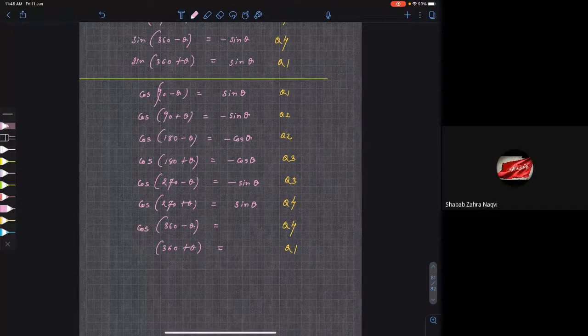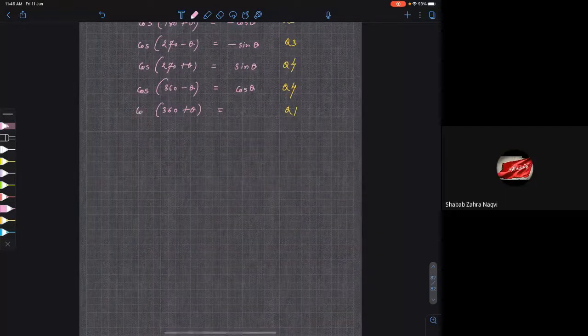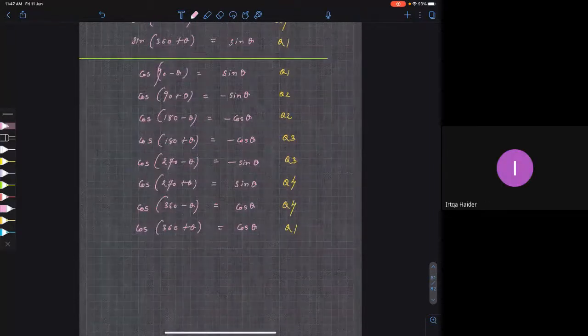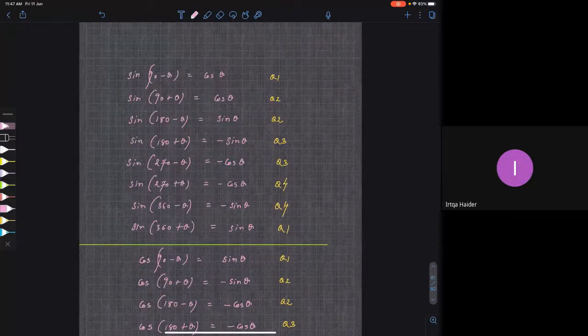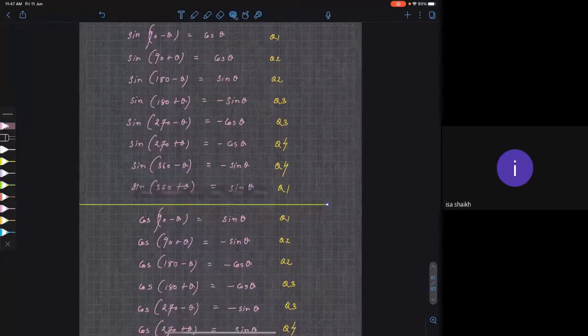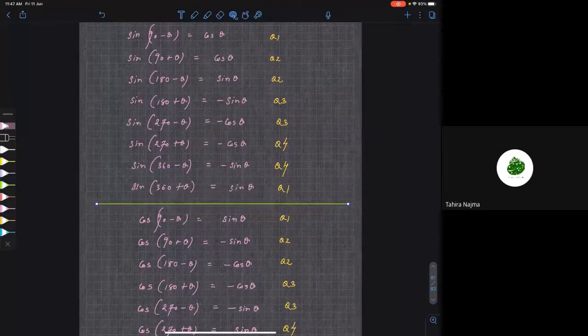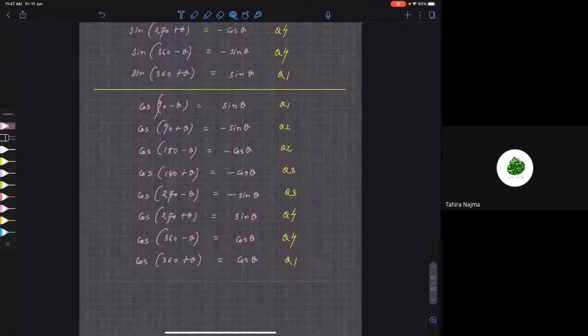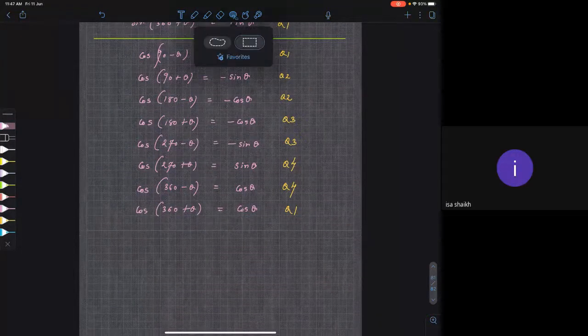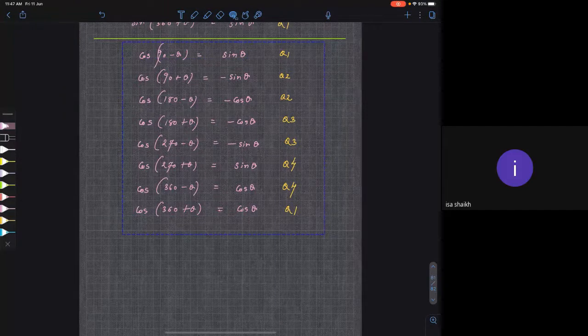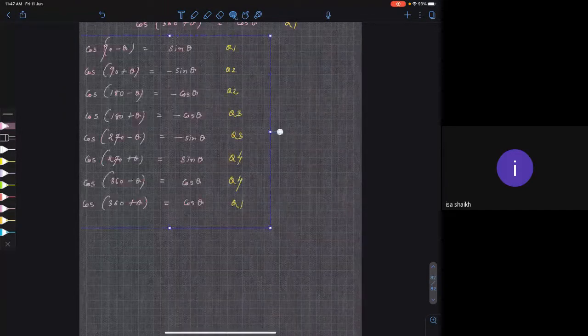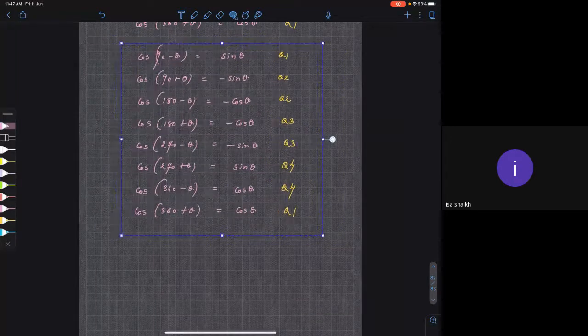What is this? Cos theta. Now maybe you got the point, what I am trying to say. Clear? Now same thing you can do for tan also. Same thing you can do for tan.